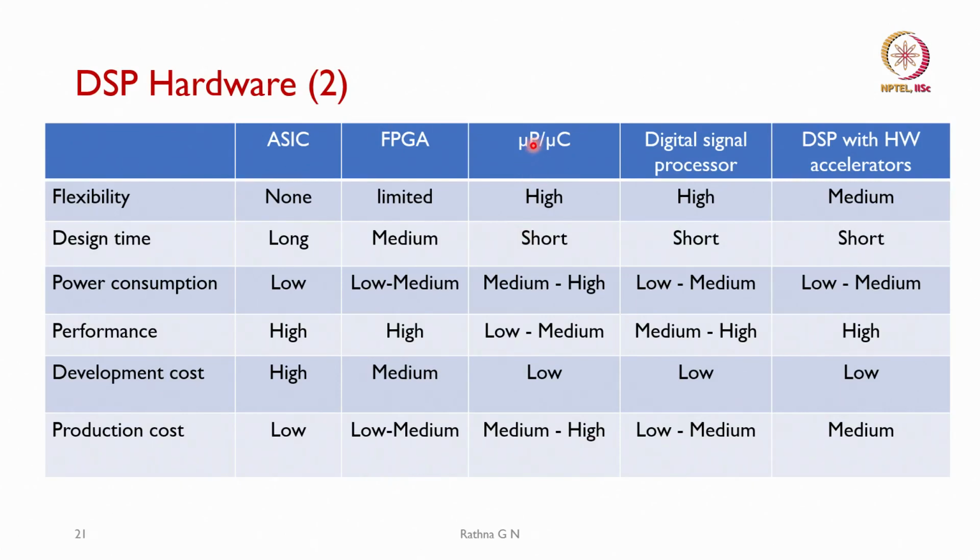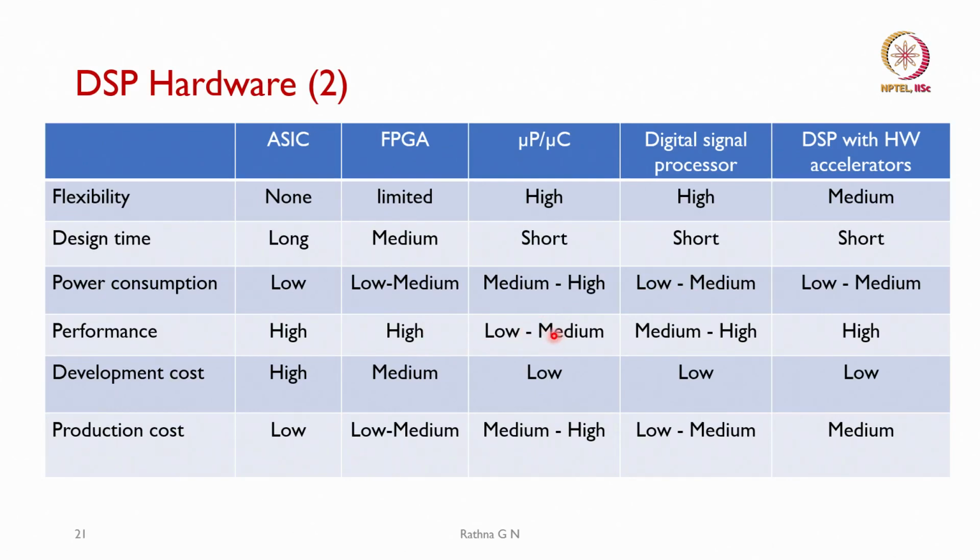Coming to our microprocessors and microcontrollers, we will see that our flexibility in digital signal processors and microcontrollers is very high, and design time in both cases is short, whereas power consumption here can be medium to high. But in digital signal processors, we can have low power consumption processors available, or I can have some of the medium ones which I can use for my applications.